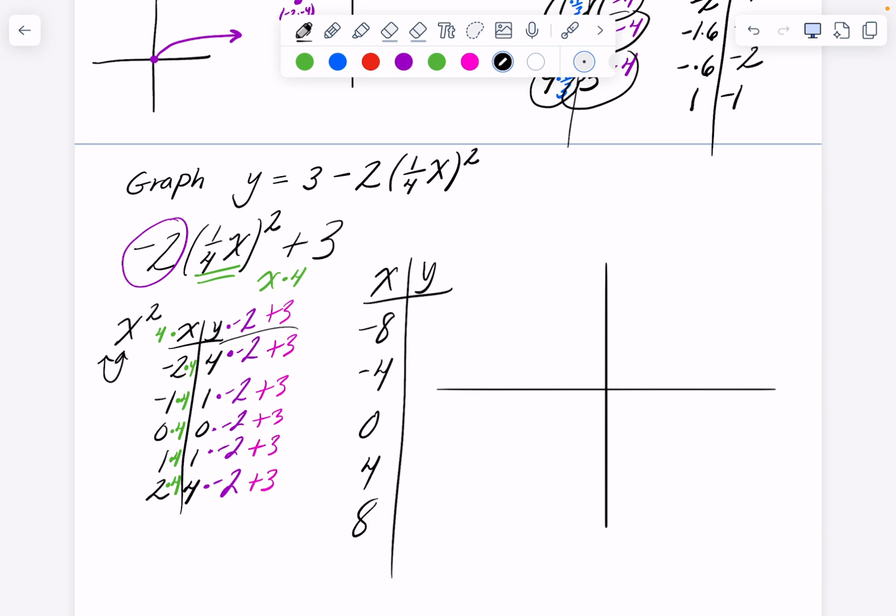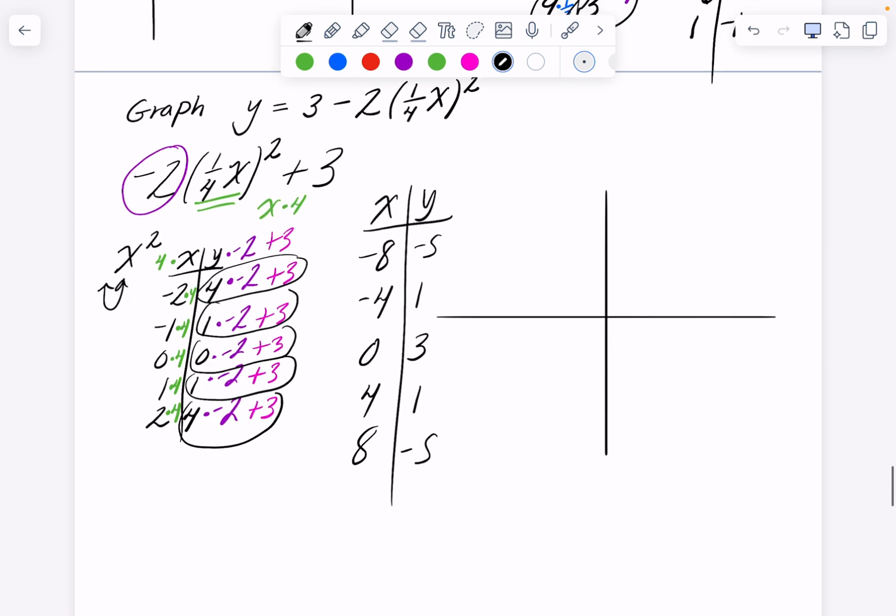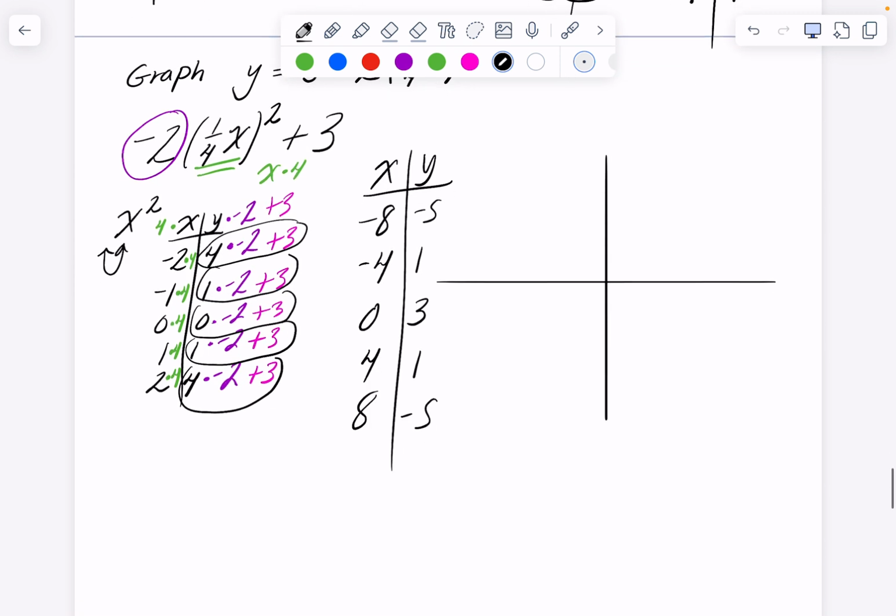Negative 8 plus 3 is negative 5. Negative 2 plus 3 is 1. 0 plus 3 is 3. Negative 2 plus 3 is 1. Negative 8 plus 3 is negative 5. Then I would graph those points and notice, it will create a U shape. You know what I mean? You get the picture here?